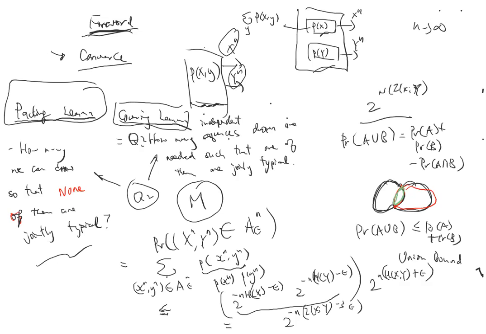By a similar token, we can say this probability will also be bigger than or equal to something like that. But anyway, we know that will be an upper bound like this. I think I don't need the upper bound. I know the probability anyway will be close to 2 to the minus n I(X;Y).